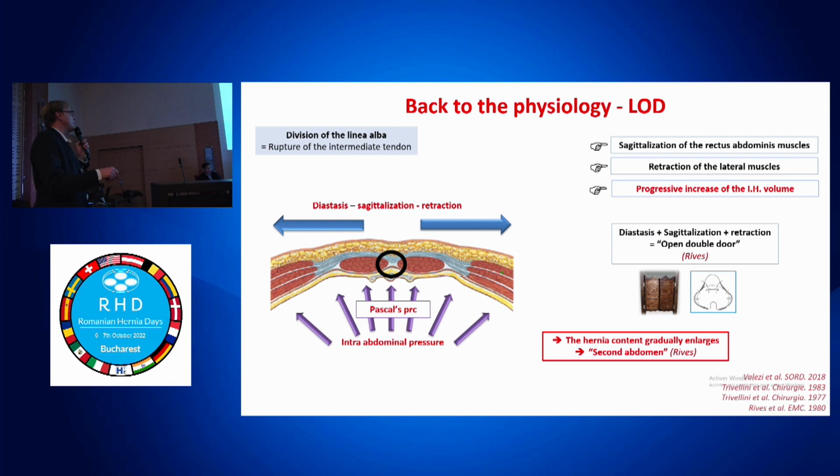Due to the intra-abdominal pressure and thanks to Pascal's principle, and due to the diastasis, sagittalization, and retraction, we will find an open double door. The abdominal wall acts like the door of a saloon, and due to that, the hernia content gradually enlarges, and Reeves spoke about a second abdomen.